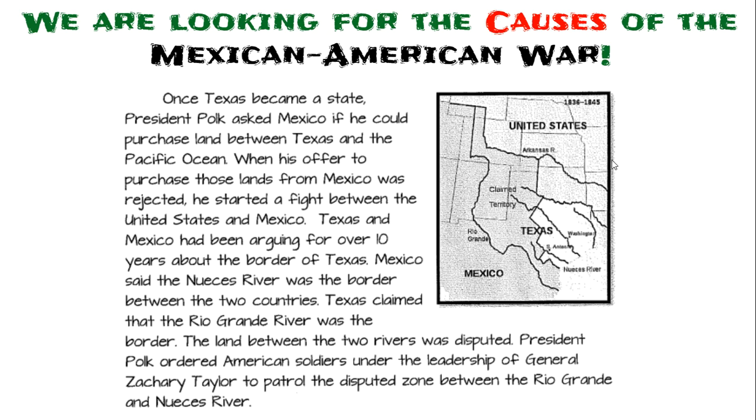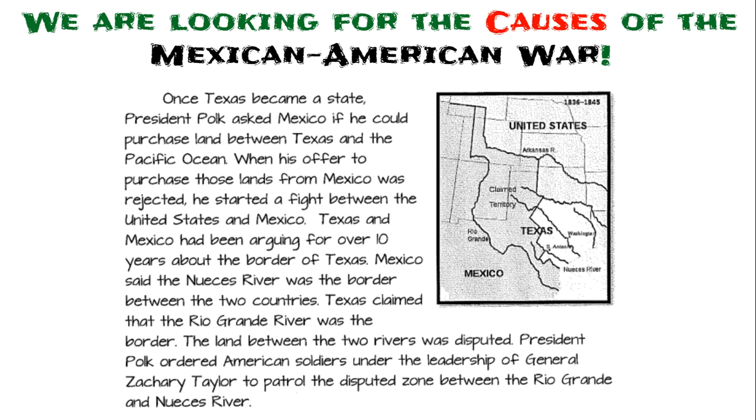Once Texas became a state, President Polk asked Mexico if he could purchase land between Texas and the Pacific Ocean. When his offer to purchase those lands from Mexico was rejected, he started a fight between the United States and Mexico. Texas and Mexico had been arguing for over 10 years about the border of Texas.